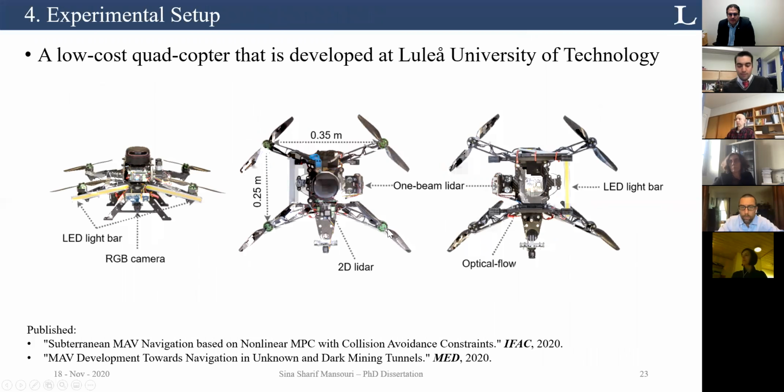And then we evaluate the method on one of our homemade platforms that is developed specifically for navigation in underground mines. It has LED bars for the forward-looking camera, an LED bar for the downward-looking optical flow, and 2 one-beam lidars that we use for finding the distance from the wall, ceiling, and ground.